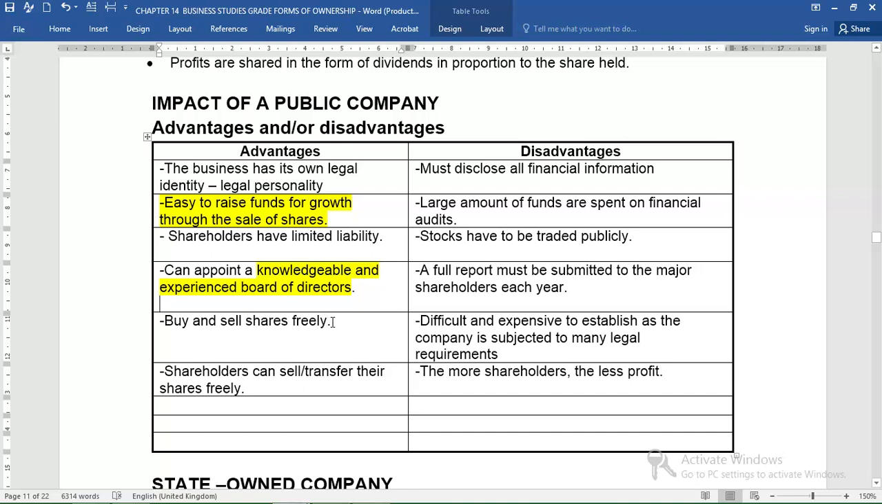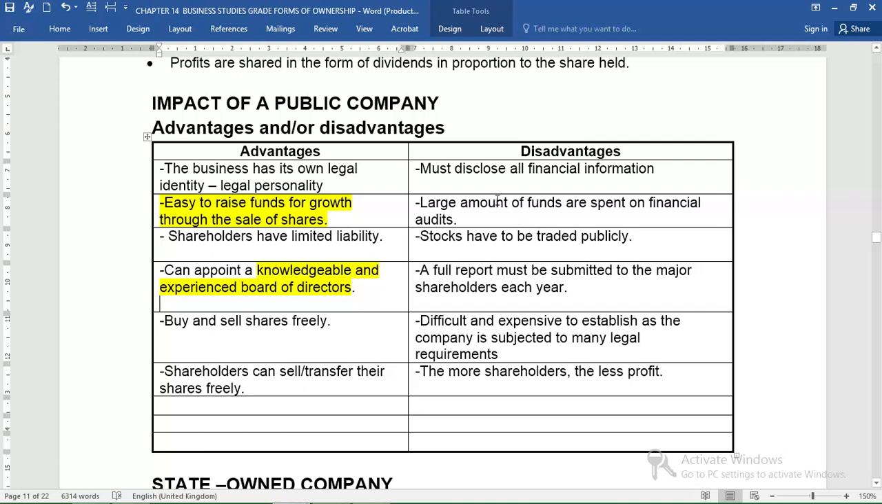And the buying and selling of shares is free. It's done freely and easily, because it's done on the market for shares, which is the JSE, Johannesburg Stock Exchange, right? So shareholders can sell and transfer their shares freely if they don't want the shares anymore. After buying shares in a public company, if you don't want them anymore, you can sell them and another person can buy them.